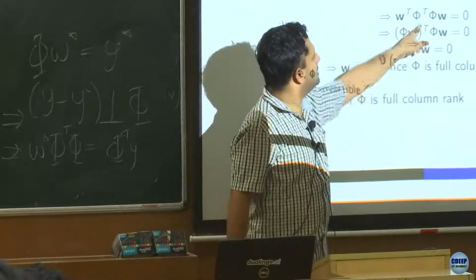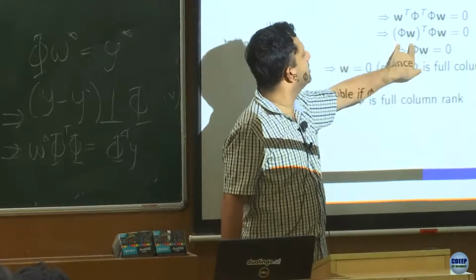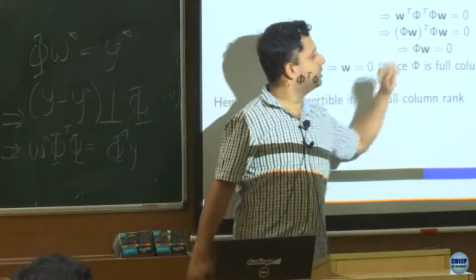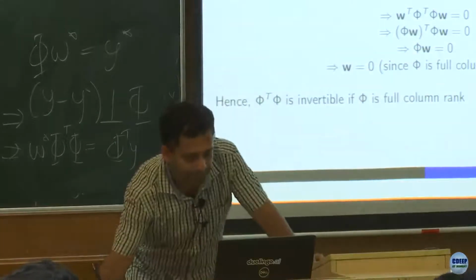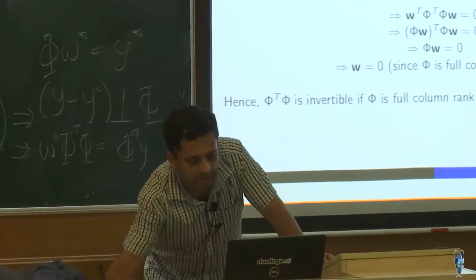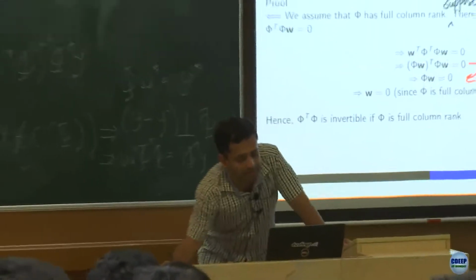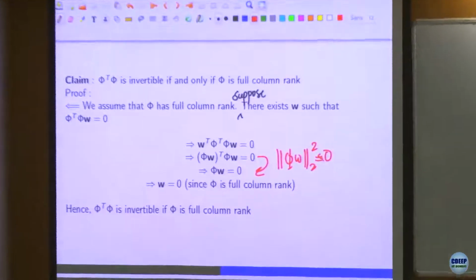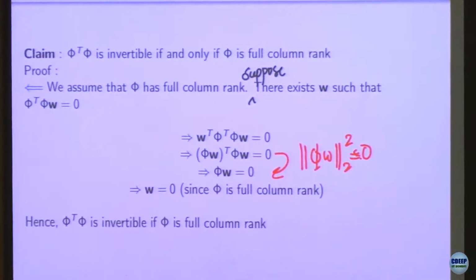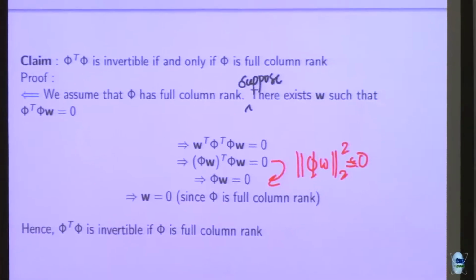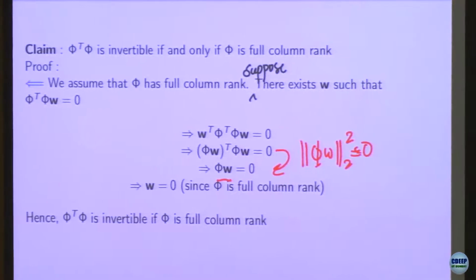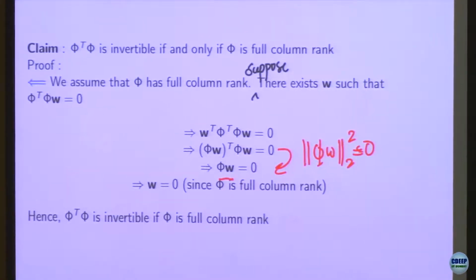And now I express W transpose phi transpose as (phi W) transpose, something we have been doing. So (phi W) transpose phi W equals 0, and one more step here. This (phi W) transpose phi W is nothing but the norm of phi W, 2-norm squared. If the 2-norm squared of a vector is 0, then the vector must be 0. Now if phi W is 0, now we are unhappy with this. We said that phi has full column rank.